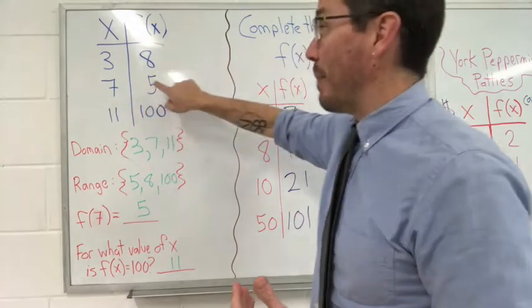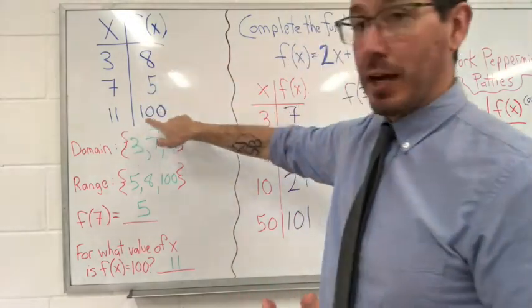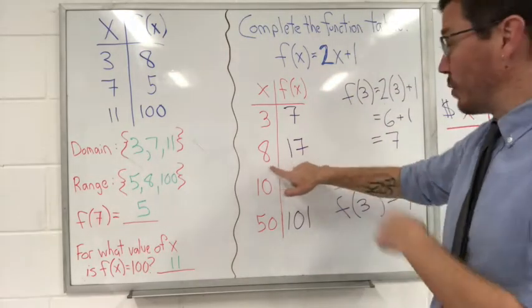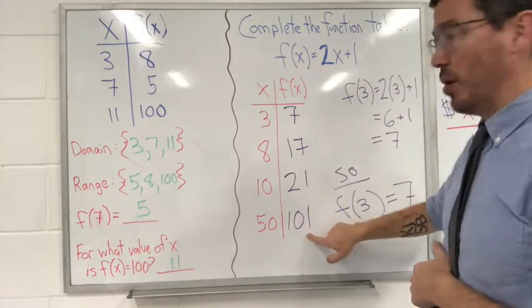We input 7, we get back 5. We input 11, we get back 100. We input 8 on this function, we get back 17. We input 50, we get back 101.